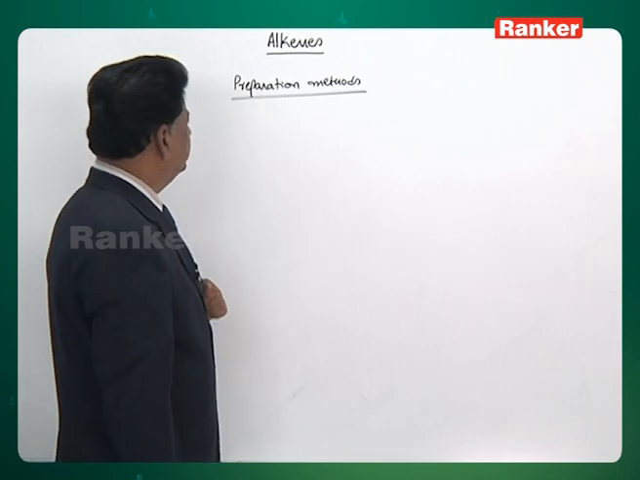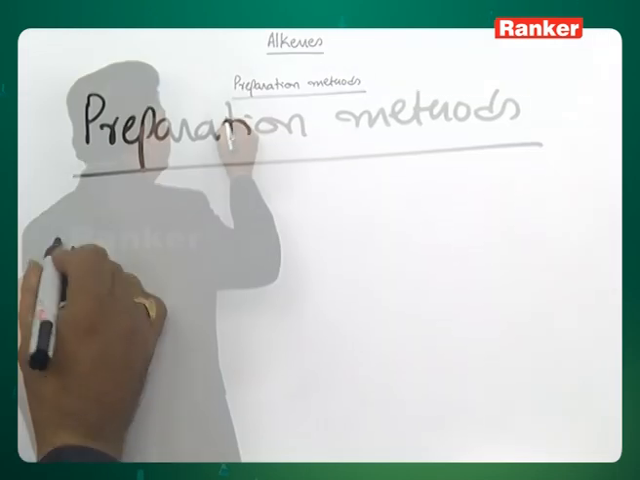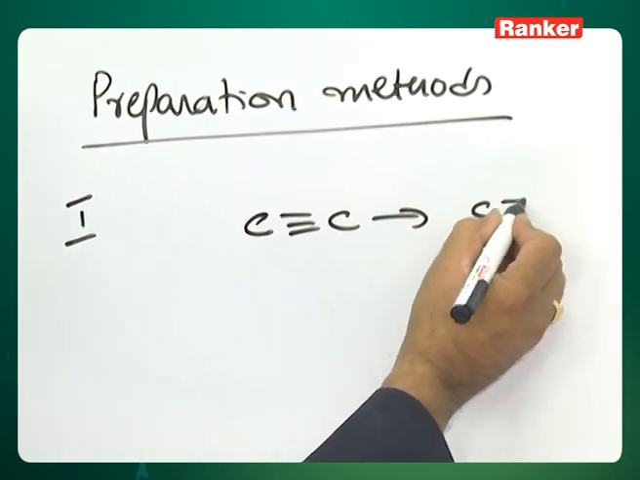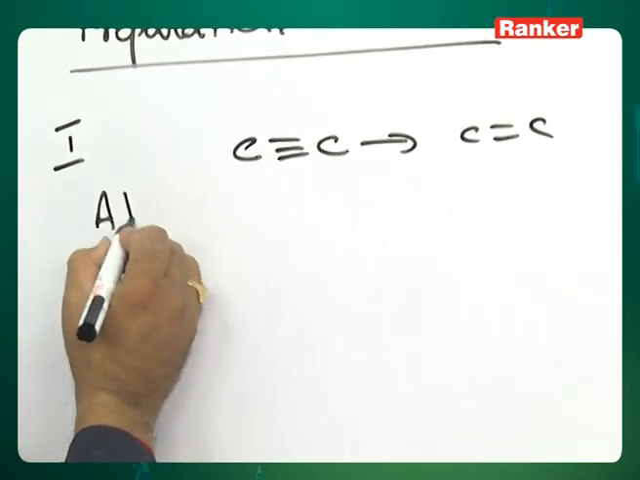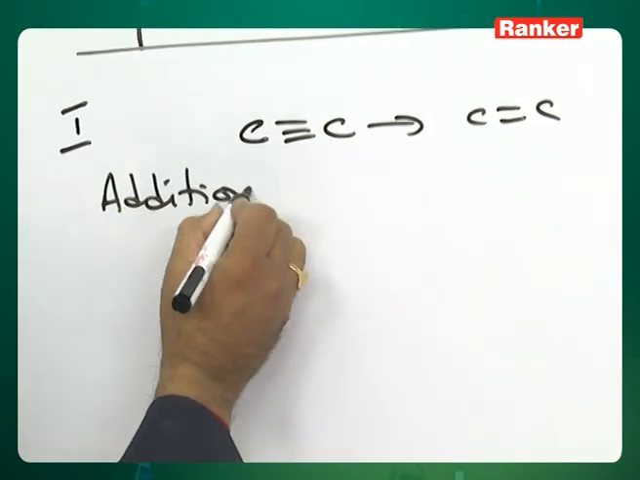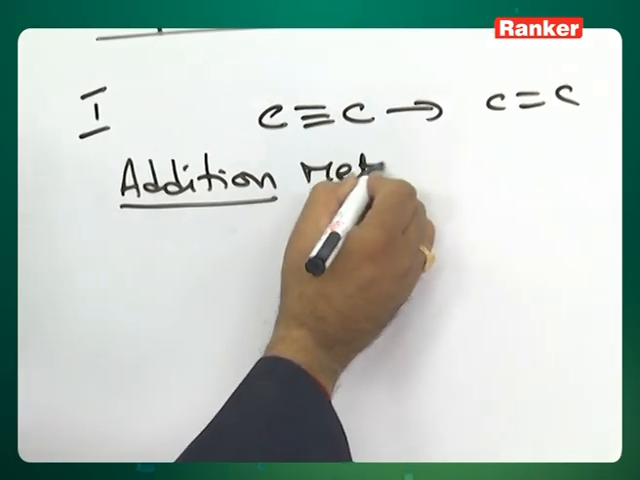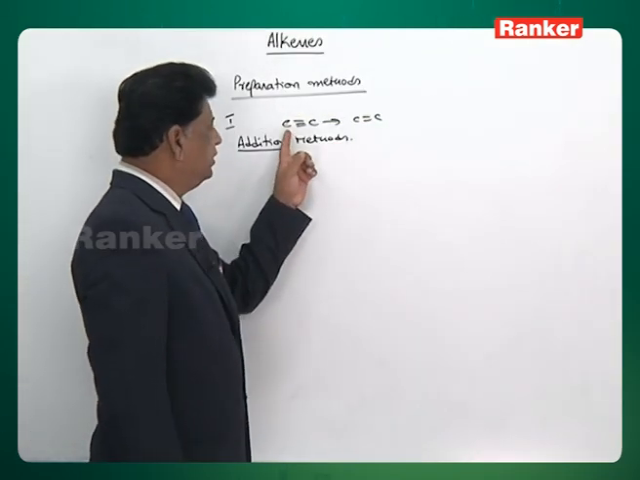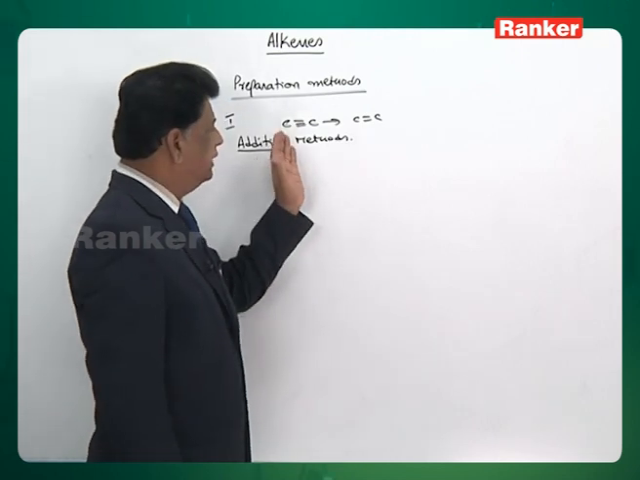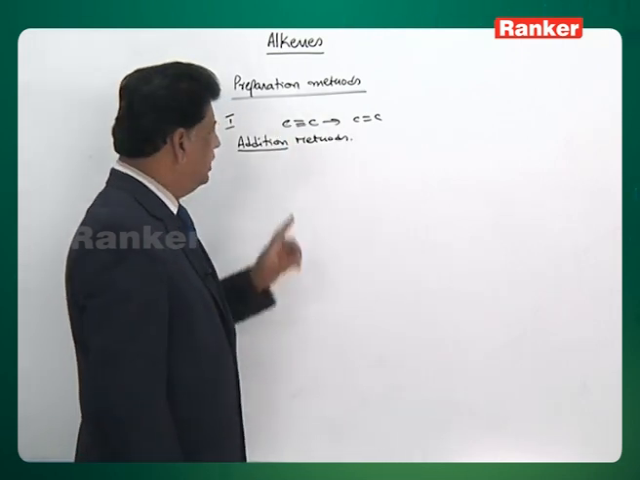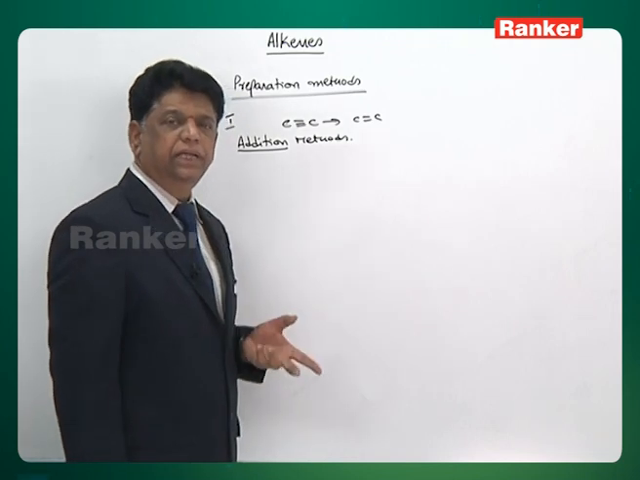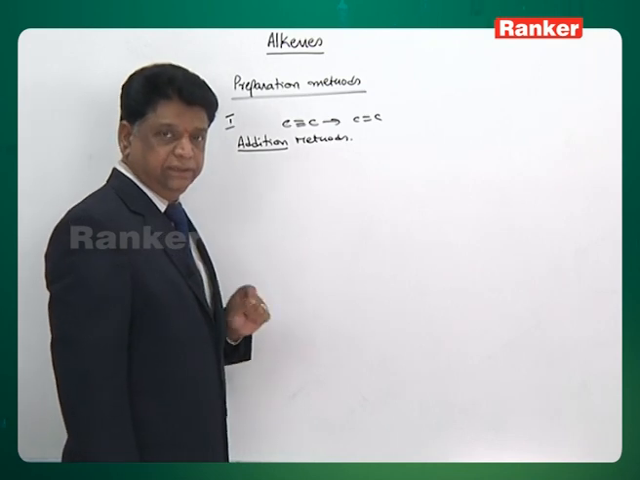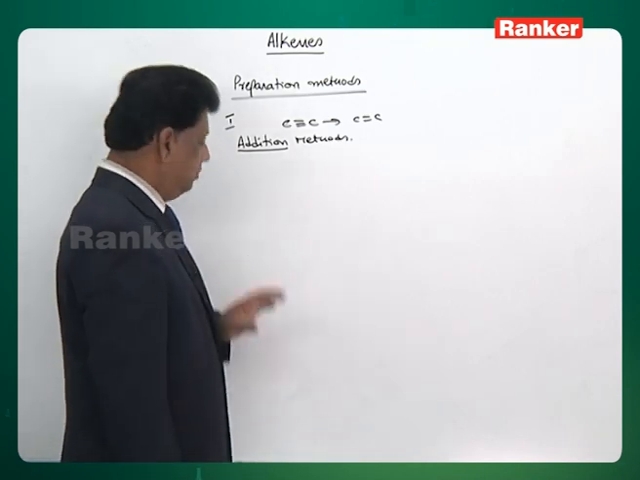So let us take first the preparation methods. In this, as I said, the first method is by converting triple bond into double bond. These methods are called addition methods. In this method, a simple way is to add hydrogen to acetylene, you will get ethylene. But the reaction takes place twice, you will get ethane. Therefore, the addition of hydrogen should be restricted, or done in a selective way.